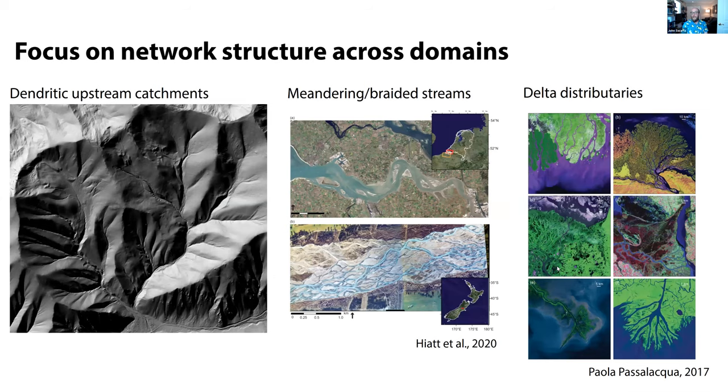What we're going to focus on today, and what's a pretty significant research interest of mine, is the network structure across different domains. When I speak about domains, I want to point out that we often split and characterize the landscape into things like dendritic upstream catchments, so mountain catchments like the ones that we've been studying in New Mexico, the transfer zone of these meandering or braided streams, and then a final distributary, such as these delta systems here. But across all these different domains, they all have a network structure that is both being acted upon, but also acting to modulate the flow of material within these landscapes.